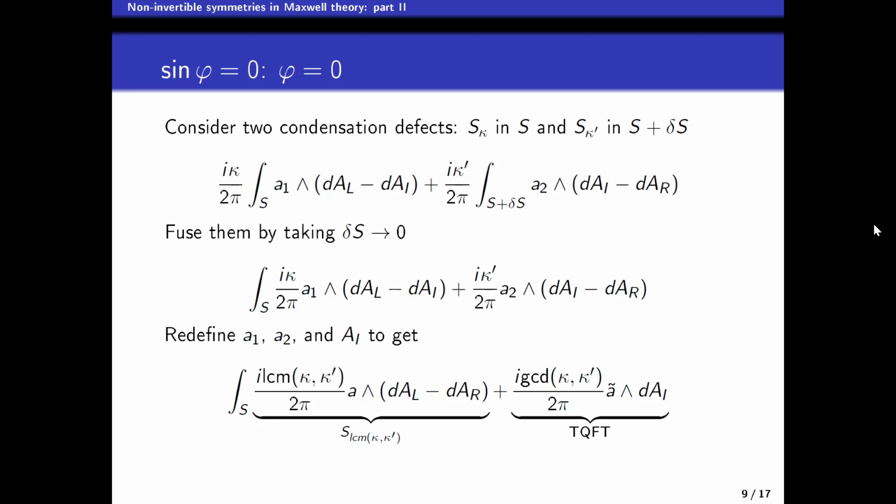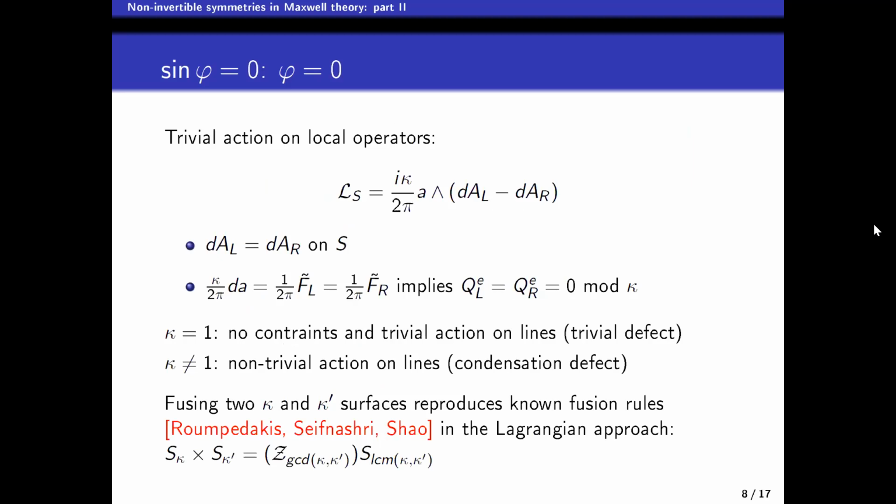And it's a simple exercise to rescale these guys to rewrite this Lagrangian in this way, which is precisely the fusion rule that was found with the higher gauging procedure. So you have on one side the same condensation defect, but with this integer here, and on the other side, the Lagrangian of a topological quantum field theory for Z GCD of kappa and kappa prime gauge theory. This is precisely then the relation here. All right, so far so good. So we didn't discover much.